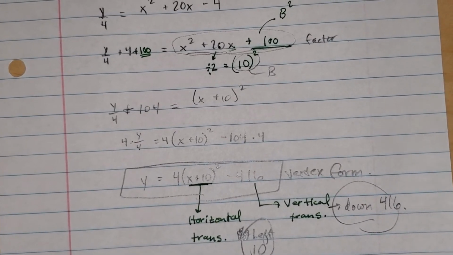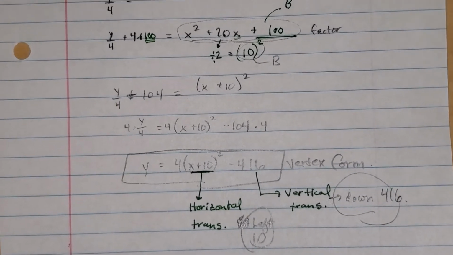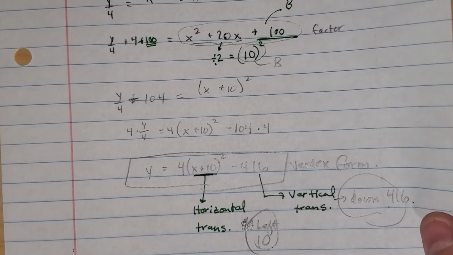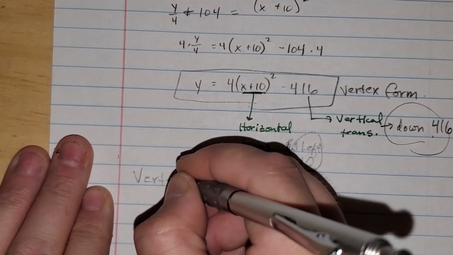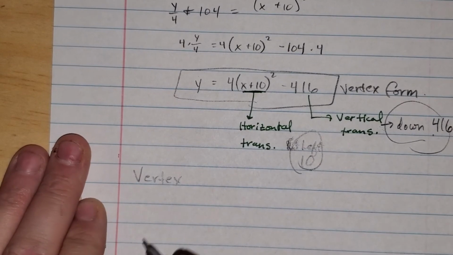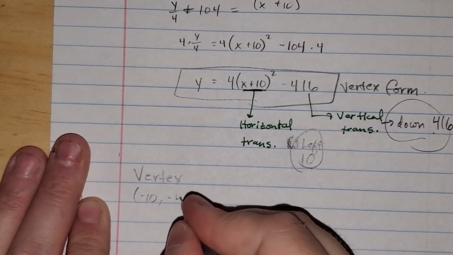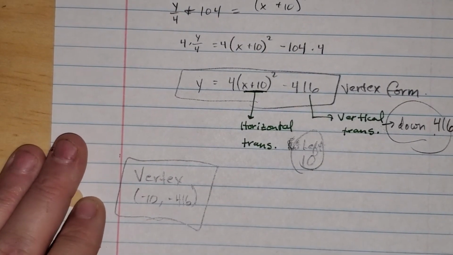Now, why is that important? Because they asked me to identify the vertex. So there's vertex form, and we're going to move left 10, down 416. So what do we know? We know that the vertex, if I go left 10 and down 416, is negative 10, comma, negative 416. So there's answer number 2.